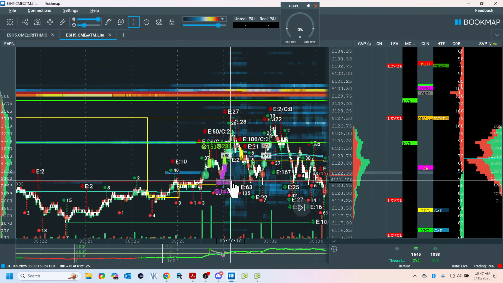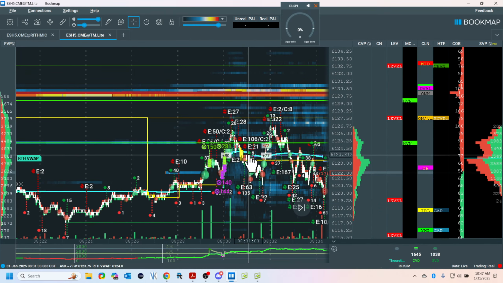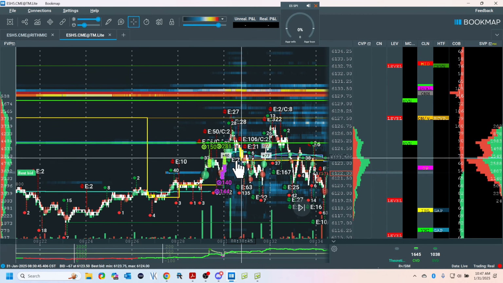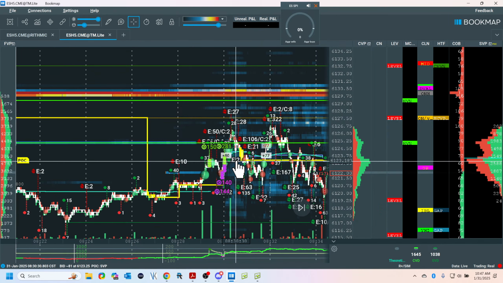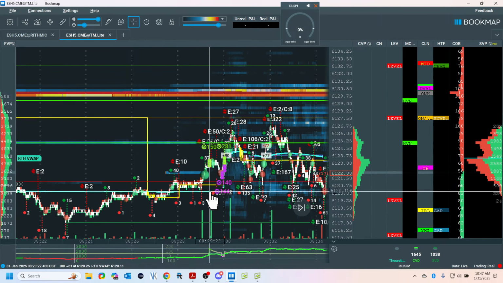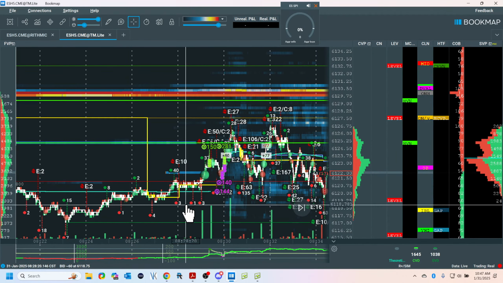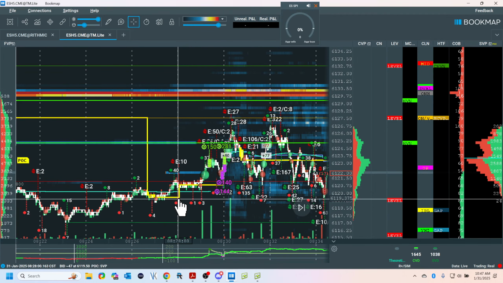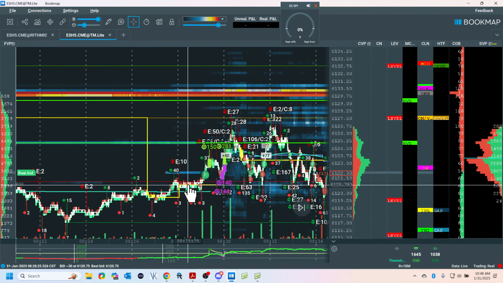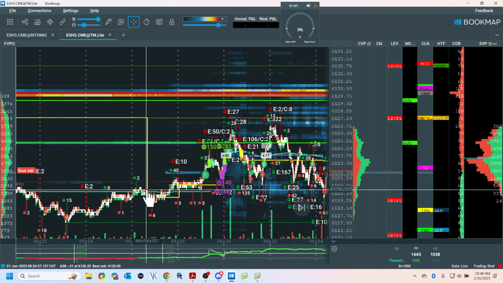Because when the RTH open happens, we don't have any current behavior. We have ETH, which is the last auction, and then we have yesterday's RTH. So we're going to lean against those structures. So we're really kind of flying blind here with minimal information on the current participant perception.